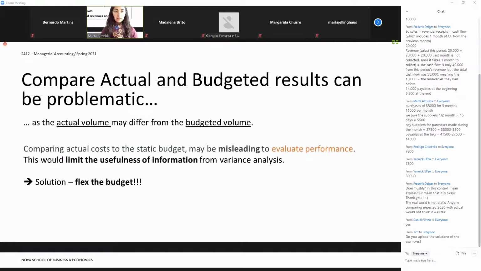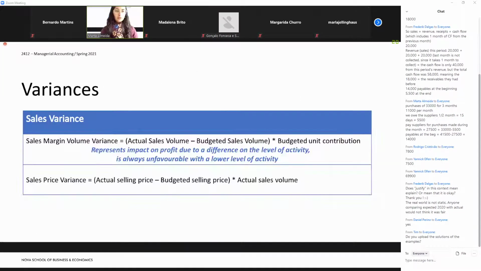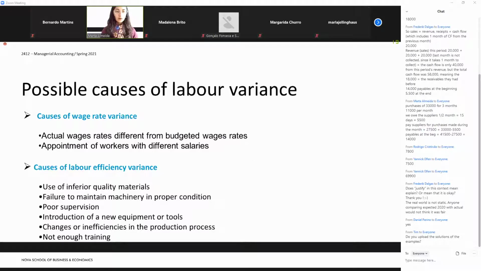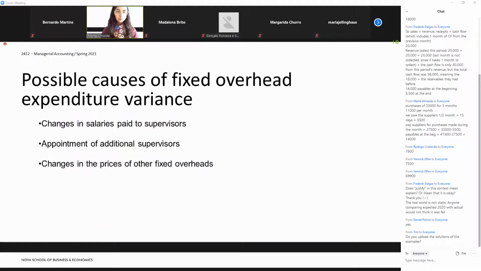We have done this, the various variances. There are a lot of reasons that justify these differences in variances. So you can read all of these differences, all of these examples of causes, later on.